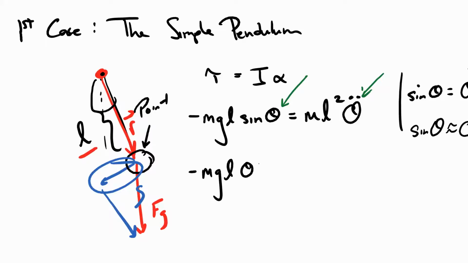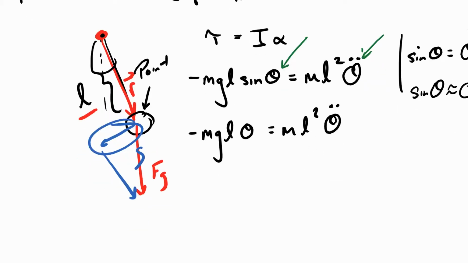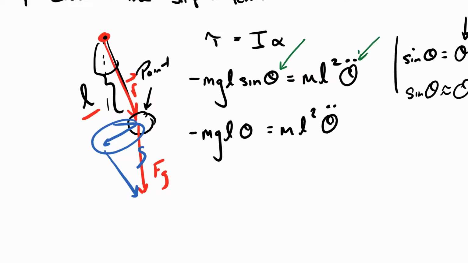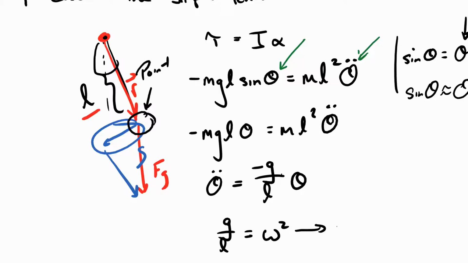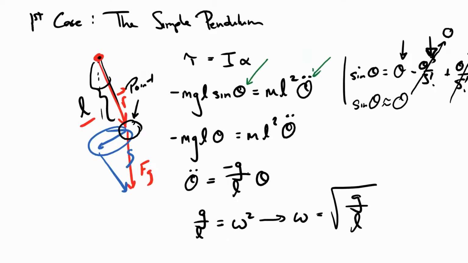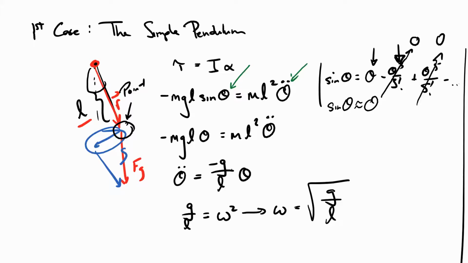So we have mgl theta equals, technically approximately, for small theta this holds really well, ml squared theta double dot. Remember, we're looking for something that looks like theta double dot is proportional to theta. So theta double dot, dividing both sides by ml squared, looks like minus g over L theta. Which means that g over L is omega squared. So the angular frequency for this pendulum should be root g over L. That is the simple pendulum.